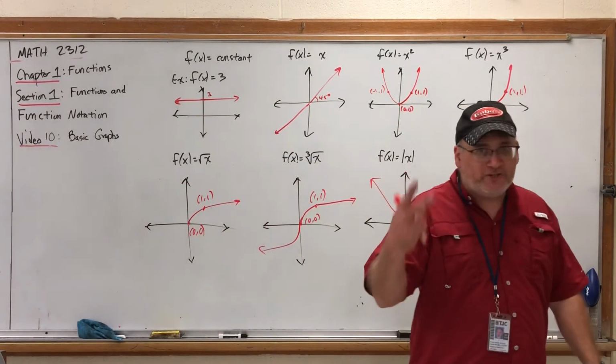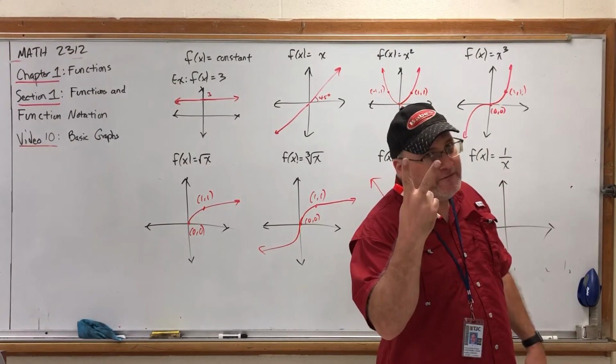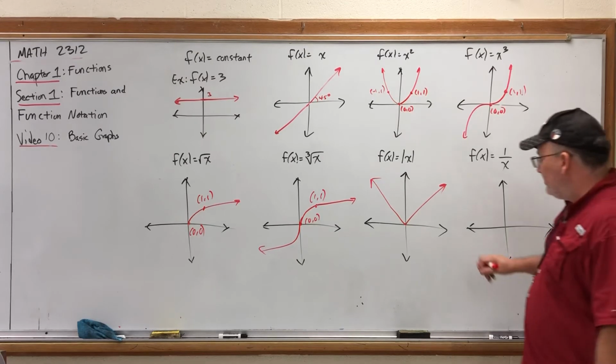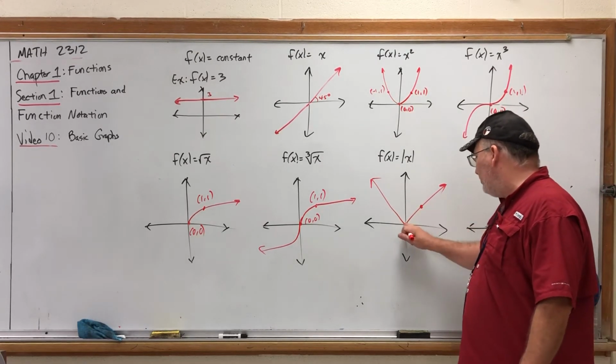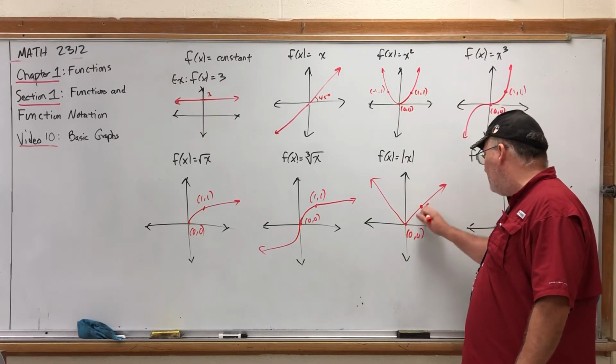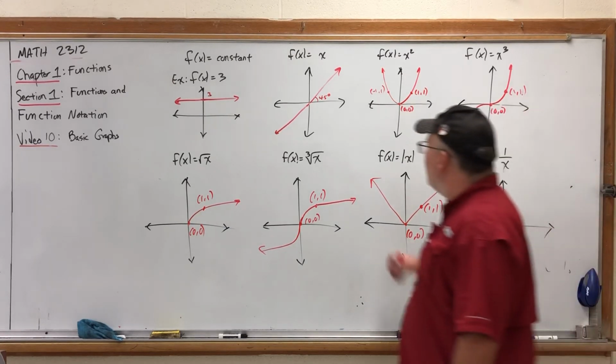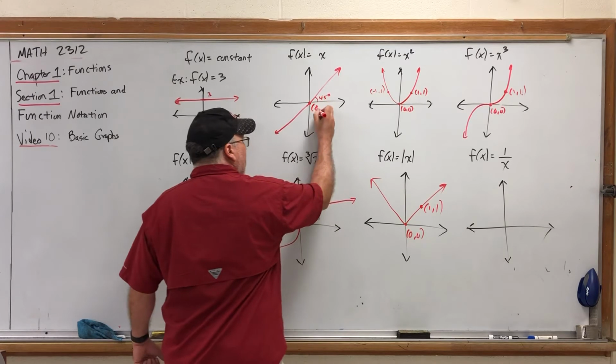Absolute value is a V. Value starts with V. You're welcome for the gimmick. And of course, this absolute value graph does go through the points (0, 0) and (1, 1). Very common ordered pairs, even back here on f of x equals x.